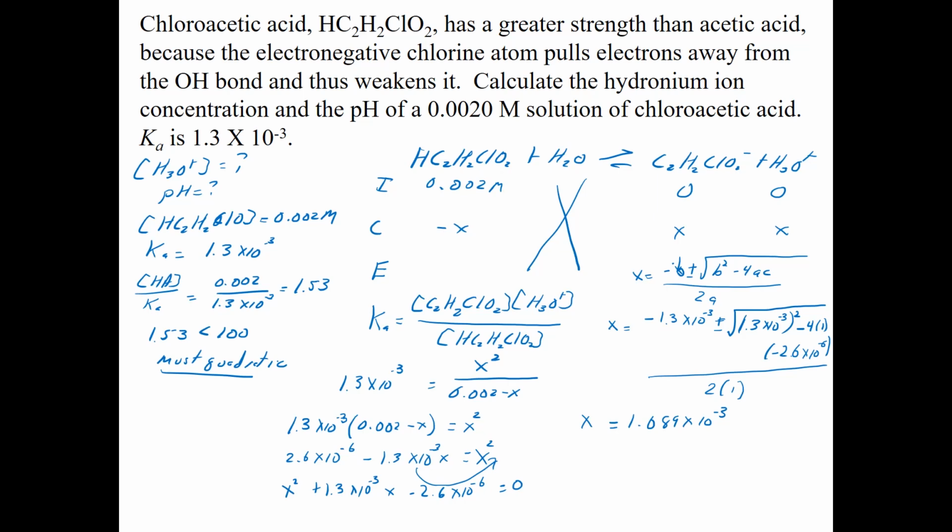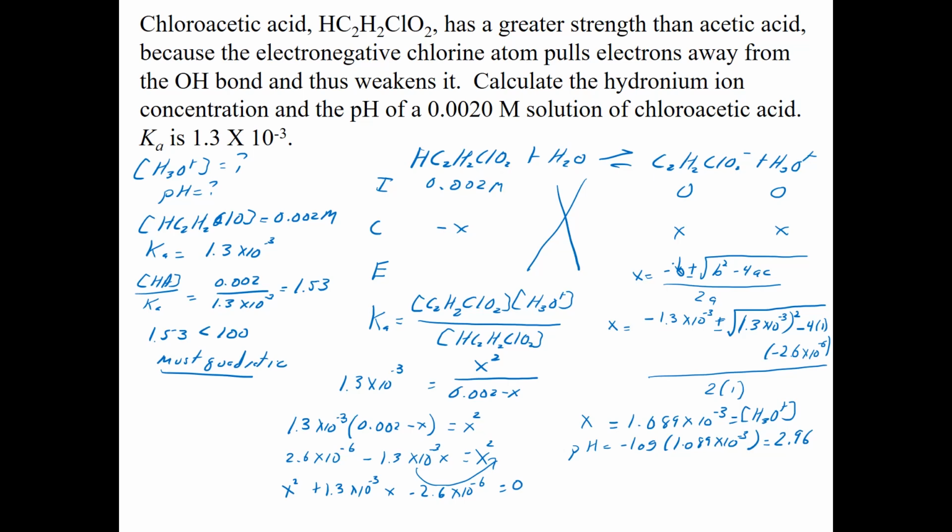Okay. So I have the pH, and that's my hydronium ion concentration. My pH is negative log of 1.089 times 10 to the minus 3, which was 2.96.